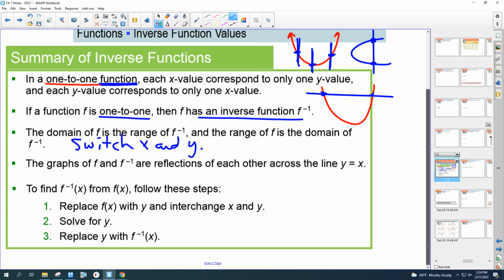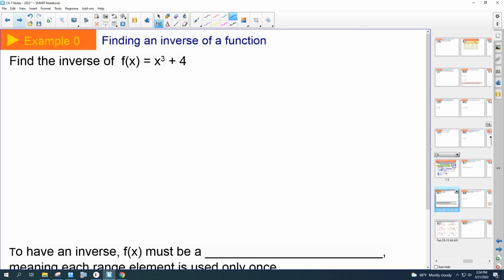And then last, here are some steps on how to find an inverse. First thing we're going to do, replace f of x with y and switch x and y. Number 2, isolate y. Number 3, replace y with f inverse of x. Okay, so that's just some basic things. Let's actually find an inverse.